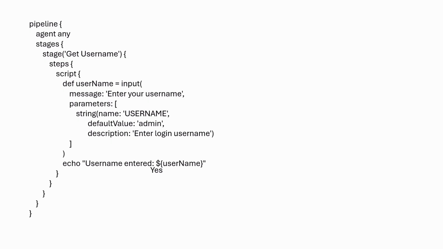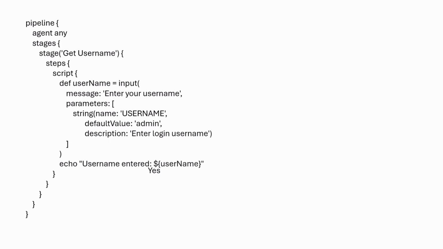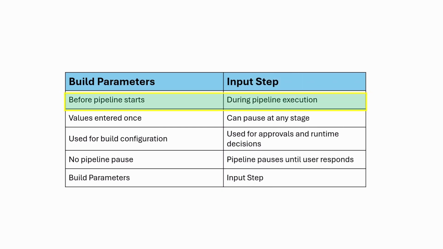Once the user clicks proceed, the entered value is returned by the input step and stored in the username variable. Finally, the echo statement prints the entered username to the Jenkins console. The key difference is the timing. Build parameters are collected before Jenkins starts executing the pipeline, while the input step is used during the execution.